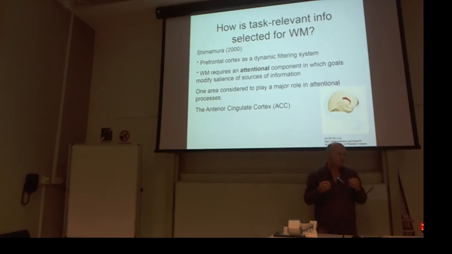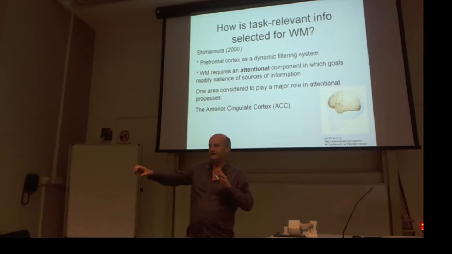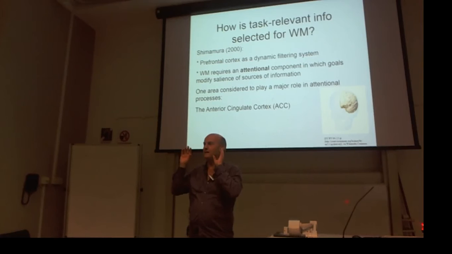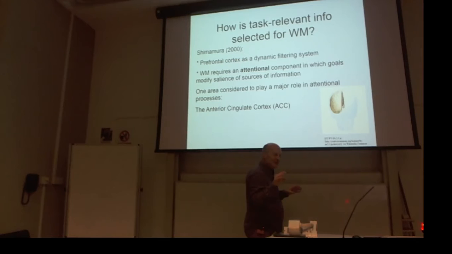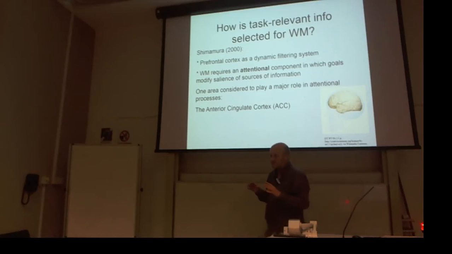But the working memory certainly requires some sort of attentional component in which you decide this is more important than that. I think it's more important to be attending to Paul's lecture than thinking about what I'm going to eat for dinner, or vice versa. But certainly it needs somebody to be in charge of what information is going to feature in your consciousness. So one region which has been a potential candidate for this has been the anterior cingulate cortex.